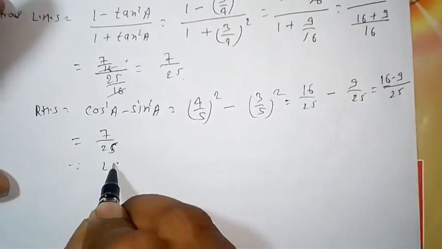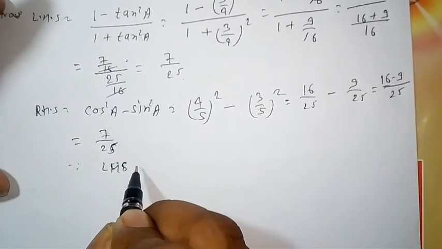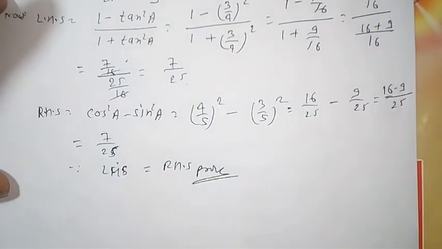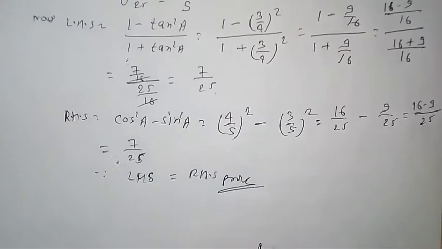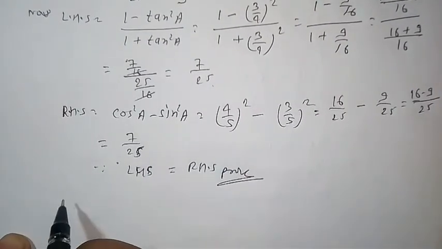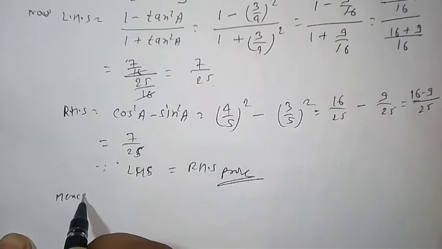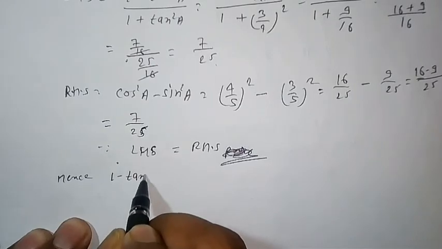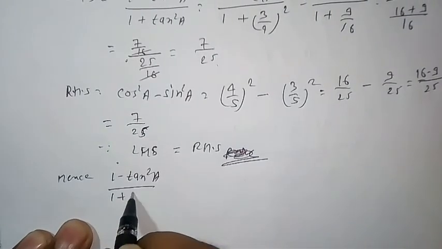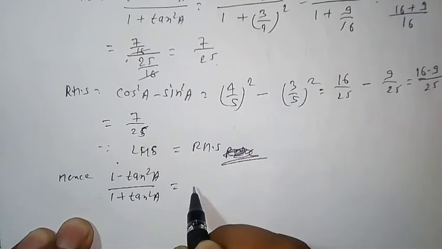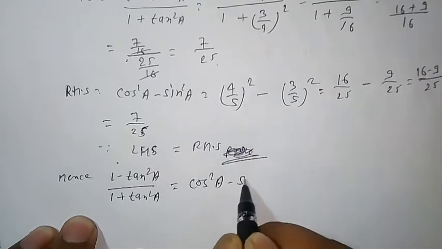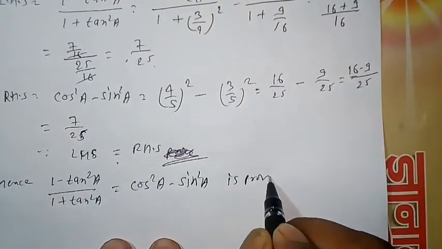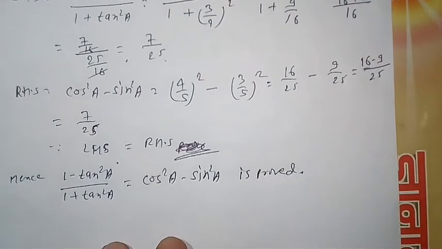Therefore, LHS is equal to RHS. Proved. Hence, 1 minus tan square A by 1 plus tan square A is equal to cos square A minus sin square A. Proved. Okay, the next question, question number 9.